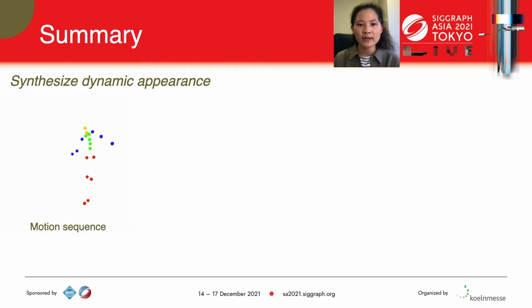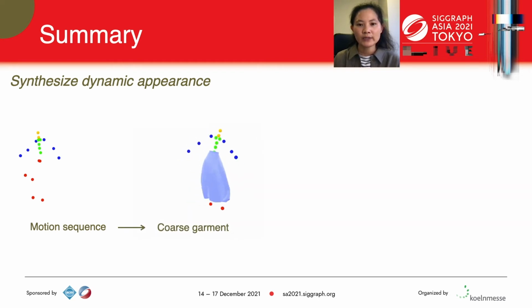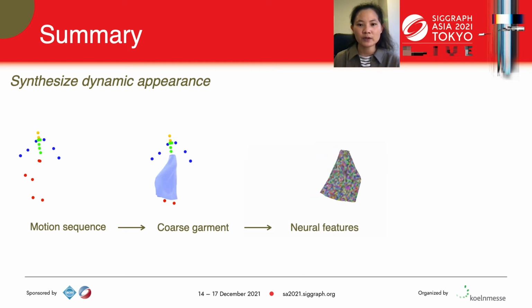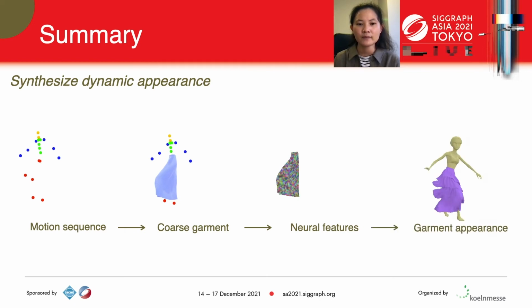In summary, our work aims at directly synthesizing the final garment appearance starting from a 3D body motion sequence. We first predict how a coarse 3D garment template deforms under the influence of the motion. We then learn deep neural features on the coarse garment template that capture both the geometric differences between the template and the target garment as well as dynamic appearance changes. Finally, we render these features from a desired viewpoint to synthesize the final appearance of the target garment on a 3D character with plausible and rich dynamic details.